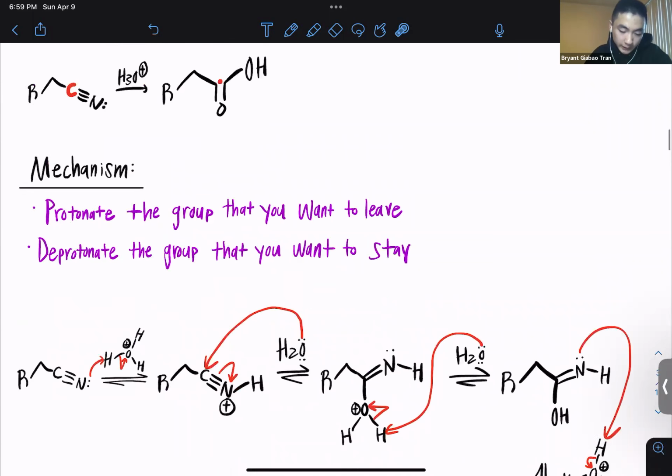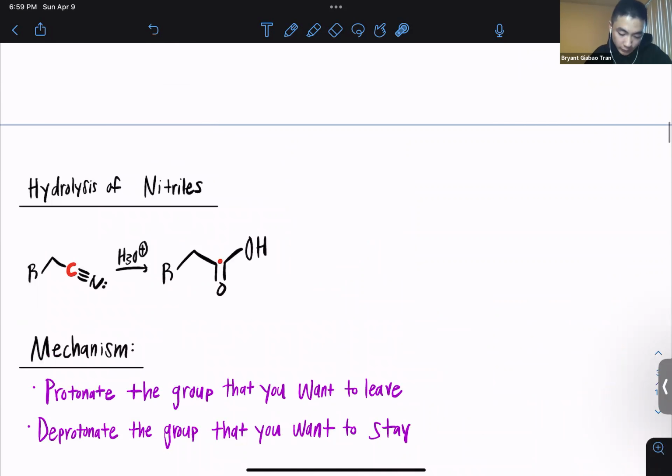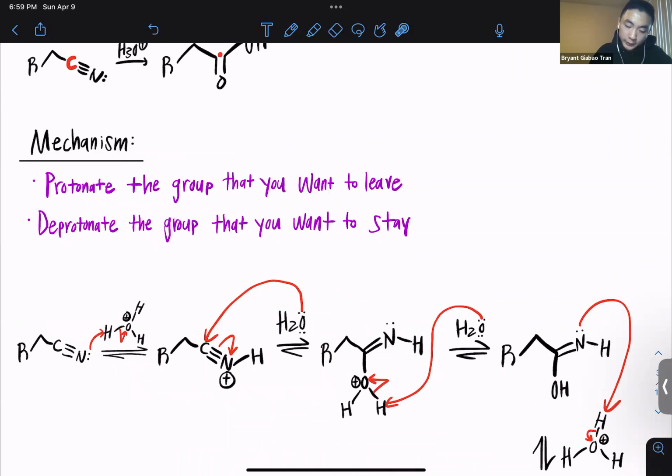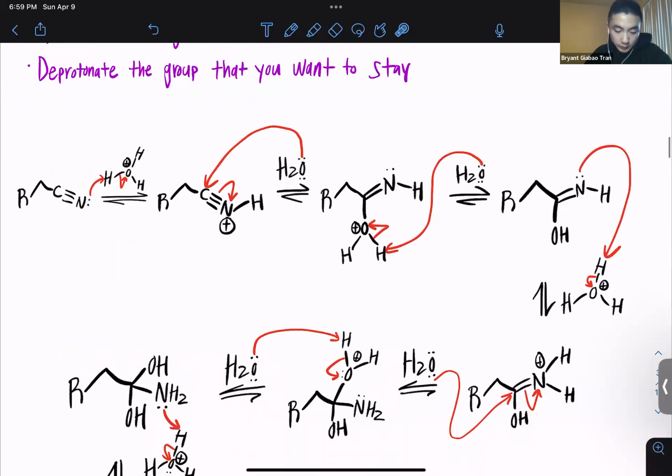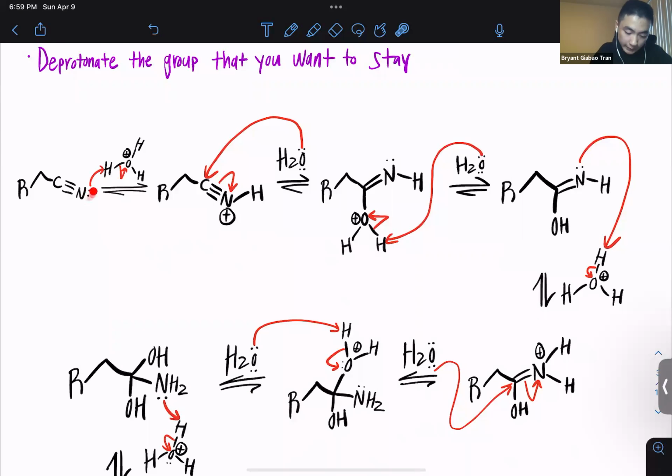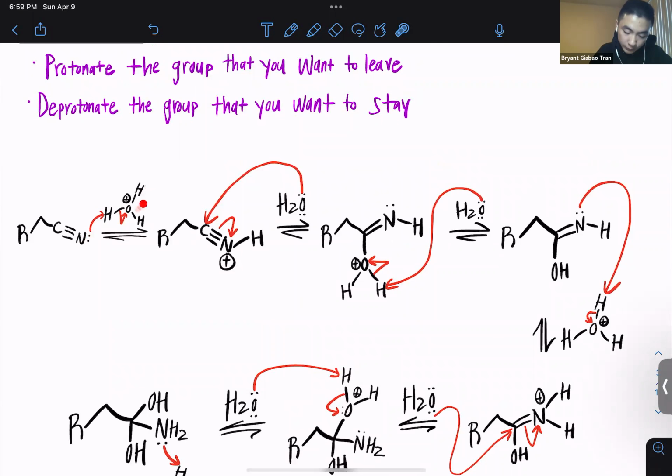For the mechanism of this hydrolysis of nitrile, two important things to keep in mind are you would protonate the group that you want to leave to turn it into a good leaving group, or you would deprotonate the group that you want to stay, making it into a bad leaving group. Both of these points are going to be a pattern throughout Chem 118C or throughout the future chapters. So in the first step of the mechanism, this nitrile here will get protonated by the acid that we added, in this case H3O+.